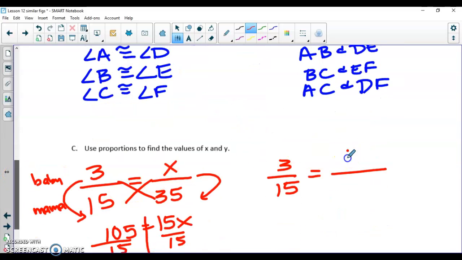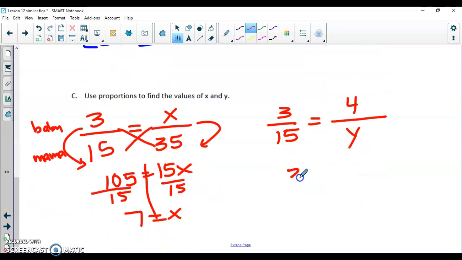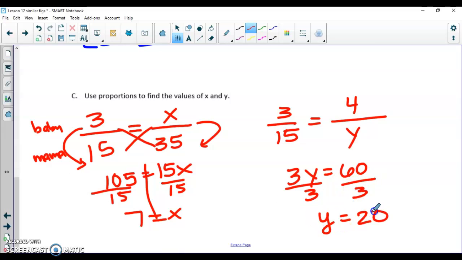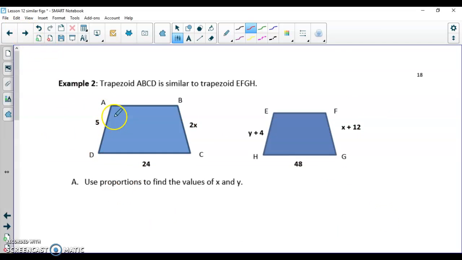So 4 over y. And we're going to go ahead and cross multiply here. We're going to get 3y equals 60. Divide by 3, and we're going to get that y equals 20 then. Okay? If you're following along in the notes packet, we're on to the next page then, which is 18.